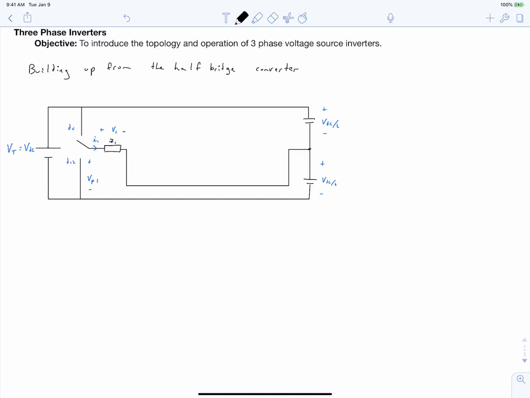So if we review some of the key results that we had from our analysis of this, we can write an expression for our average pole voltage as being D11 times our throw voltage, which in this case is VDC. And we're again assuming that D12 is simply equal to 1 minus D11. And so if we do this, we can get an expression for our V1 voltage. That's the voltage across our impedance or our load.